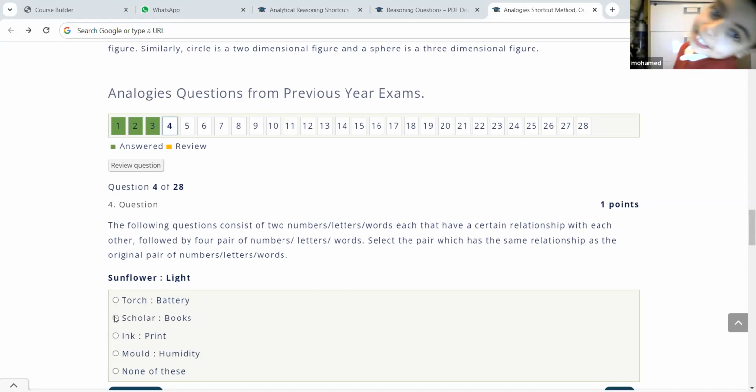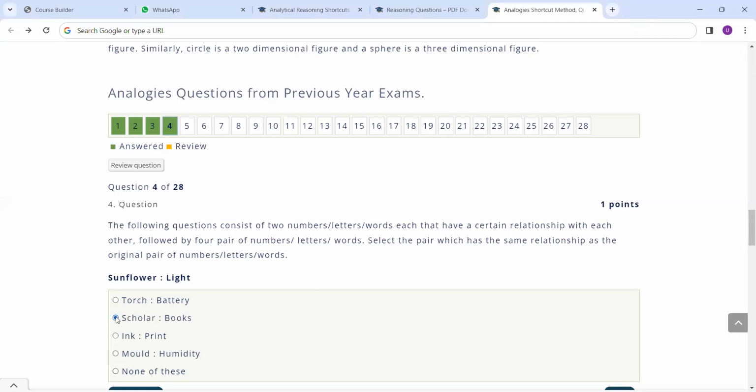Okay. So analogy is not that easy as it seems to be. We have to be very particular about the concept. What is the relationship between these two words? Okay.